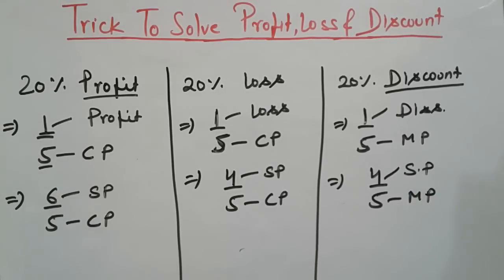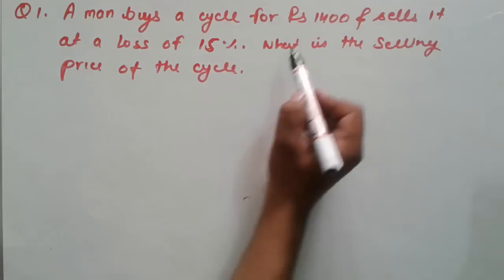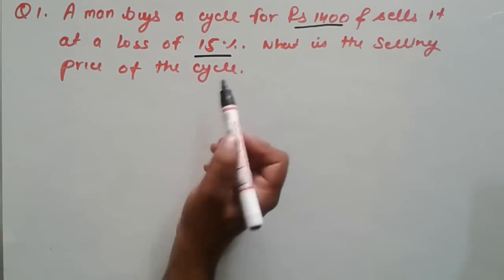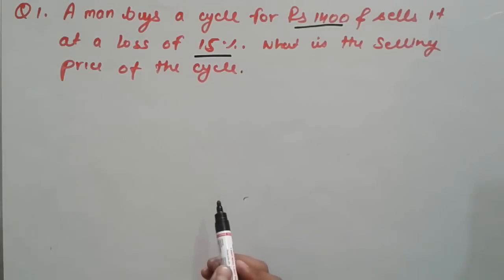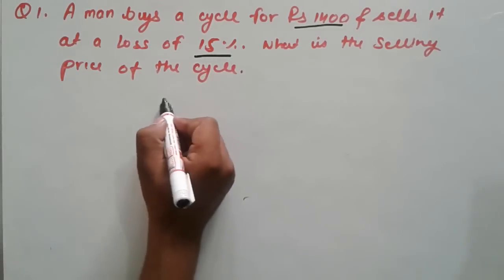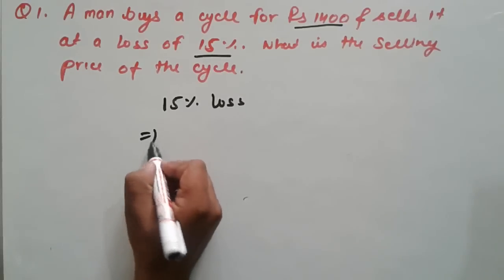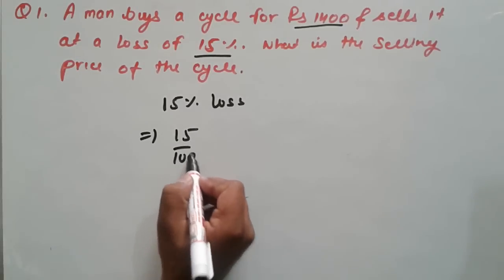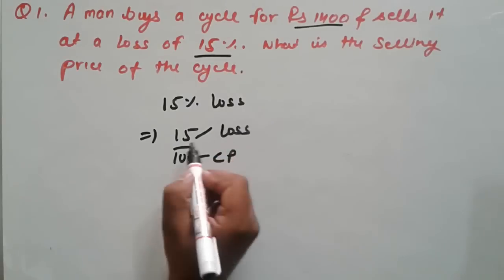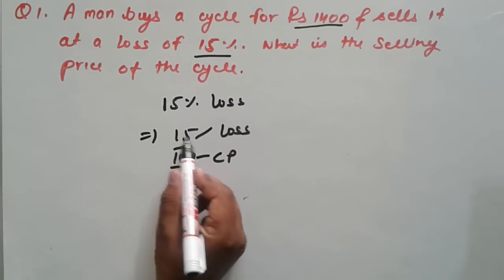We will solve some problems with this trick. So friends, here is a question. A man buys a cycle for rupees 1400 and sells it at a loss of 15%. So what is the selling price of the cycle? Here we have to find the selling price of the cycle, but it is given 15% loss. So 15% loss, if we convert it into a ratio, it is 15/100. Here the denominator is cost price and the numerator is loss. So for every 100 CP there is a loss of 15.